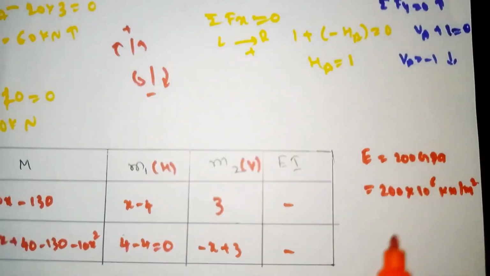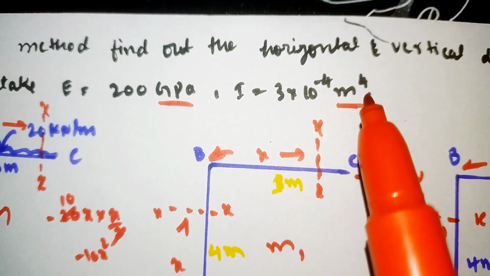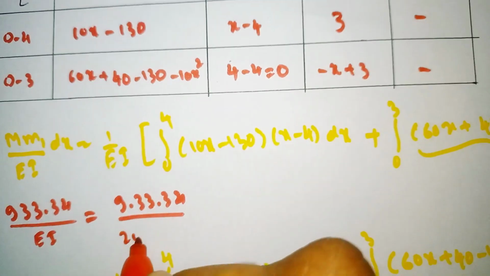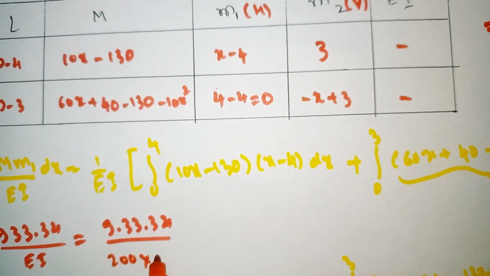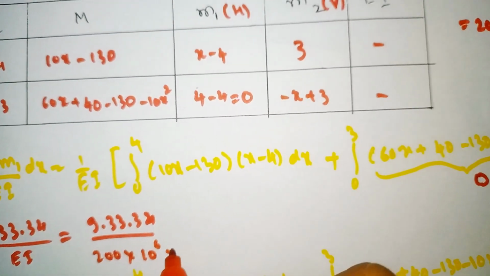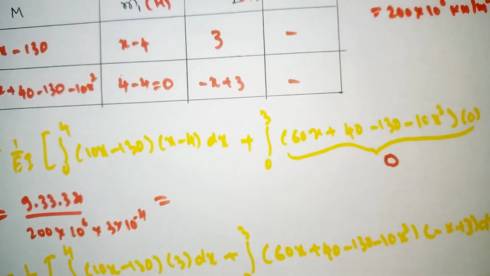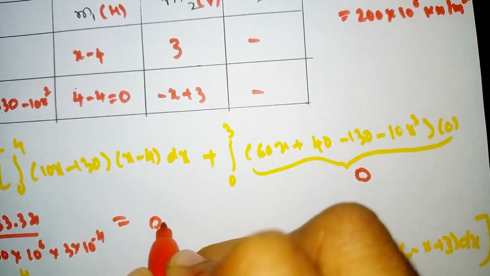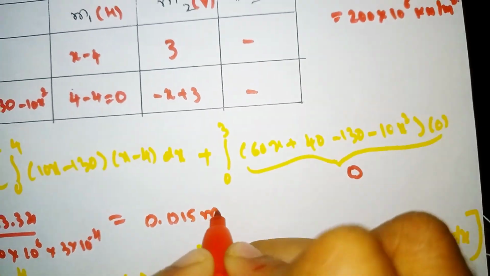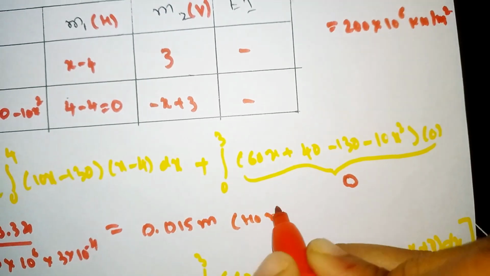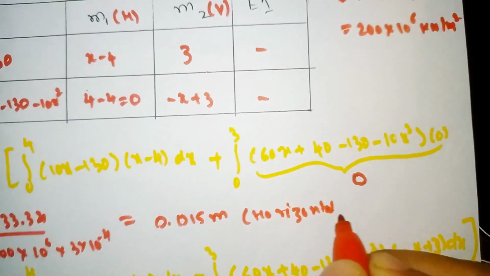So now substitute. I value is also in meter only. They gave it here, we don't need to convert because it is in meter only: 3 into 10 to the power of minus 4 m to the power of 4. So substitute here 200 into 10 to the power of 6 into 3 into 10 to the power of minus 4. So solve it. It will come out as 0.015 meter. This is our horizontal deflection.